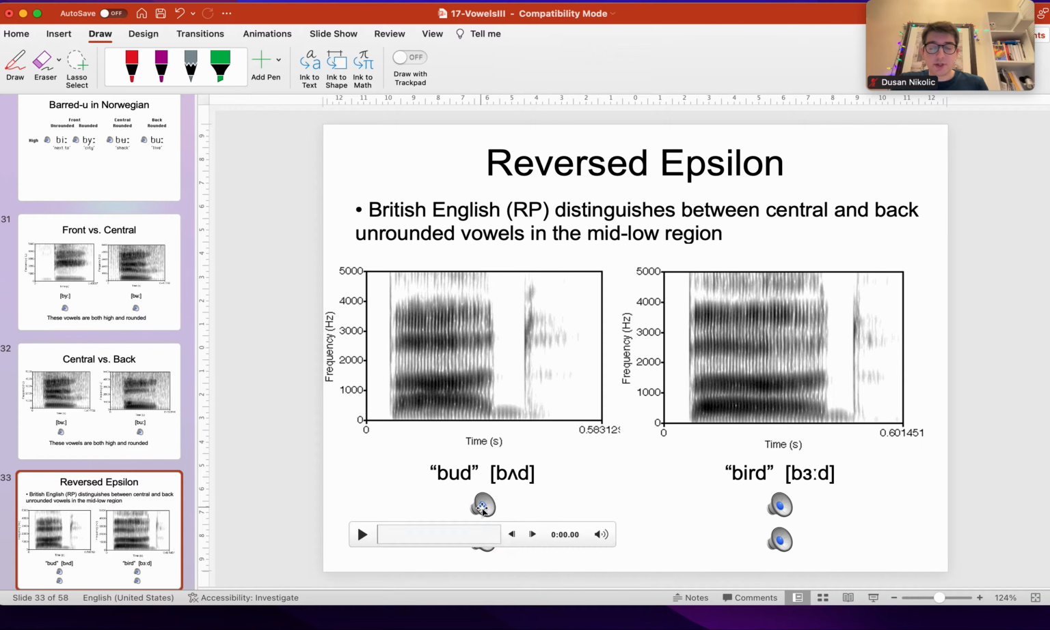Okay, and reversed epsilon. This one is interesting because it's used in words such as bird, but in English it would be bird, heard, right? And this one is bud, hud, right? Whereby you can see that this one is a backer vowel because of lower F2 or just overlapping F2, and a little bit even higher vowel than reversed epsilon because of its higher F1, right? So that is the indication. So British English distinguishes between central and back unrounded vowels in the mid-low region, like these two.